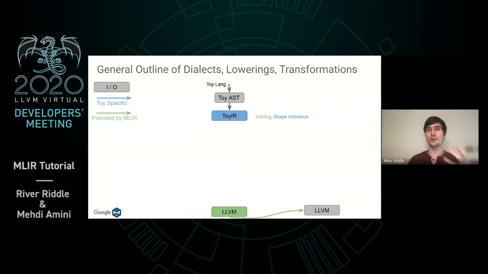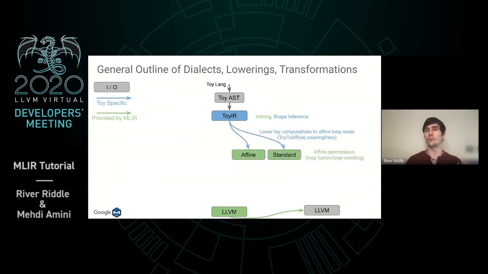So if you're going to lower Toy IR, a lot of our computations for Toy, such as our transpose and our multiplication, map really well to loop nests. And we could target these affine loop nests that already exist in MLIR. So if we lower to those in a combination of standard, just kind of a misnomer, but the standard dialect contains operations similar to what LLVM does from a high level, we could do some high level optimization on our affine loop nests.